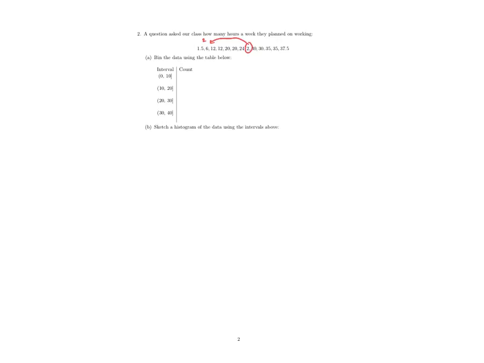When I bin these numbers, as I've shown down here, I've got a parenthesis, which means, remember, don't include it, and a bracket, which means I can include that value. So my first interval goes from 0, not including 0, up to 10, including 10. Counting my values, then I have 1, 2, 3 different numbers between 0 and 10, including 10.